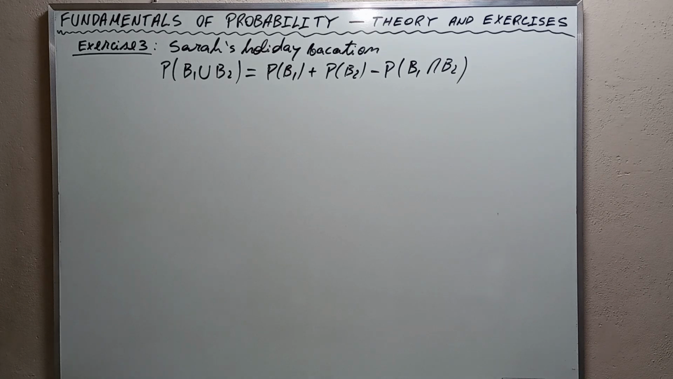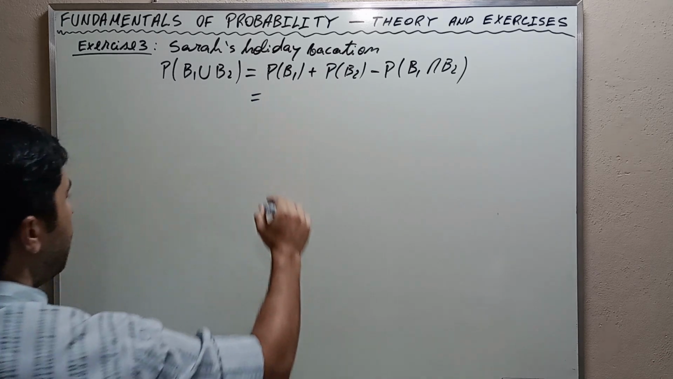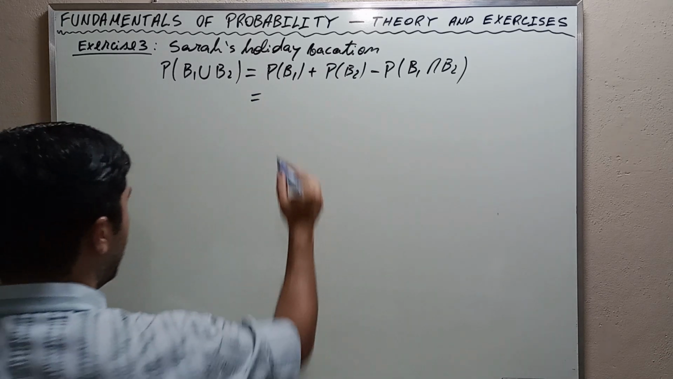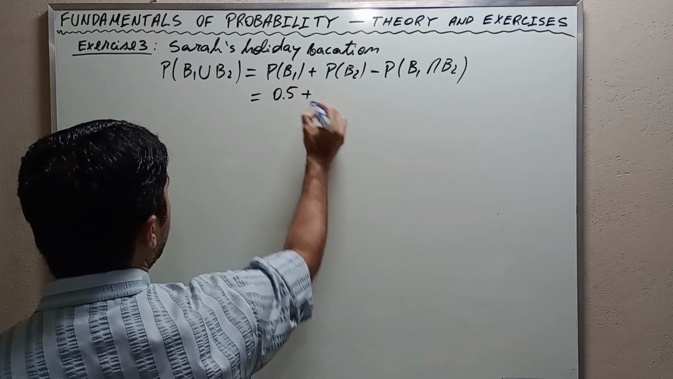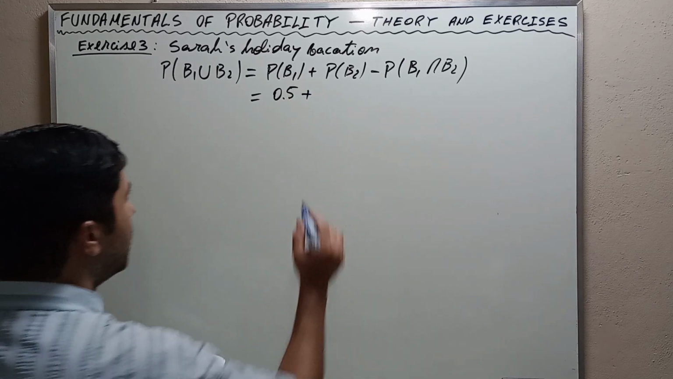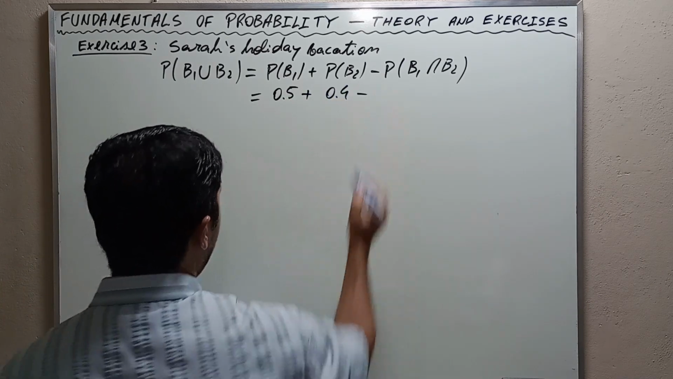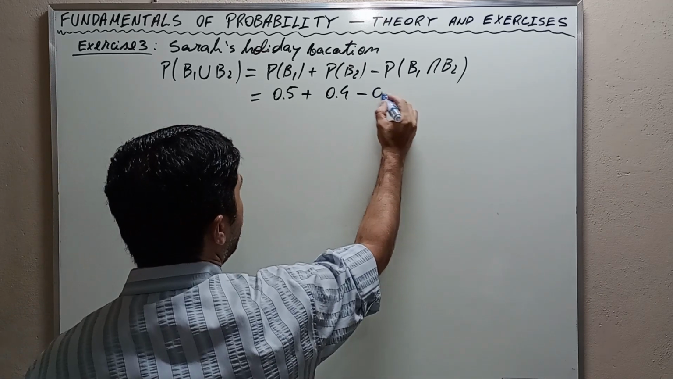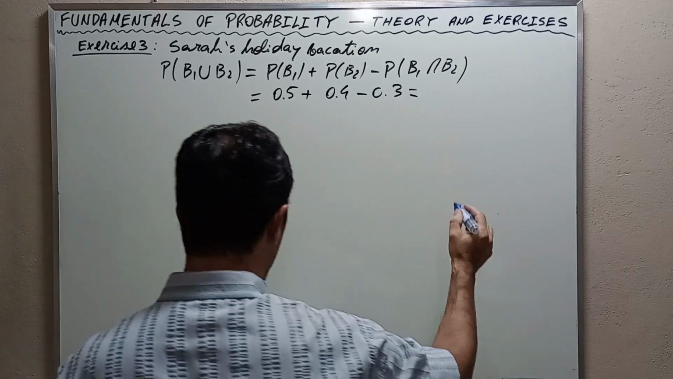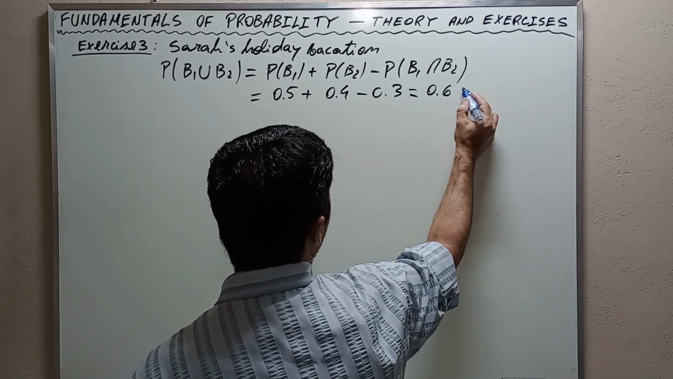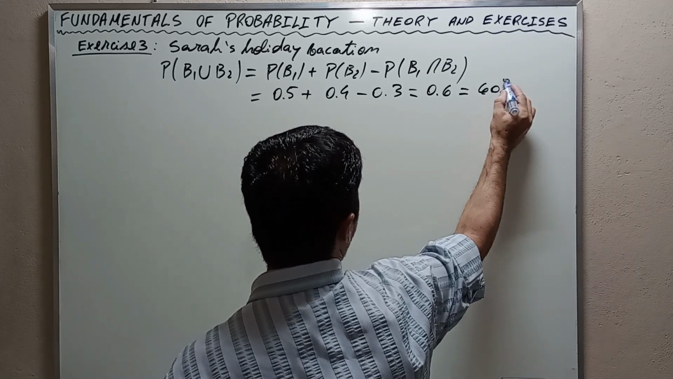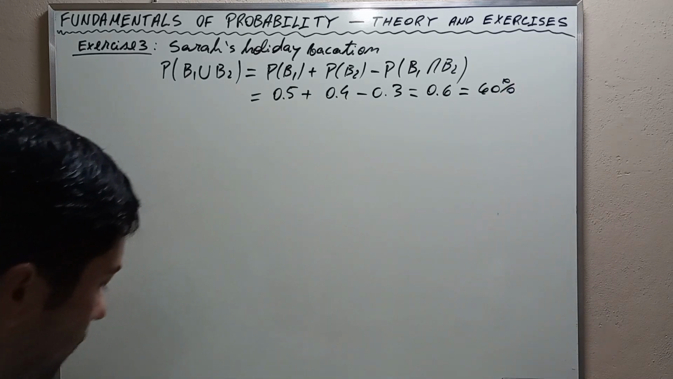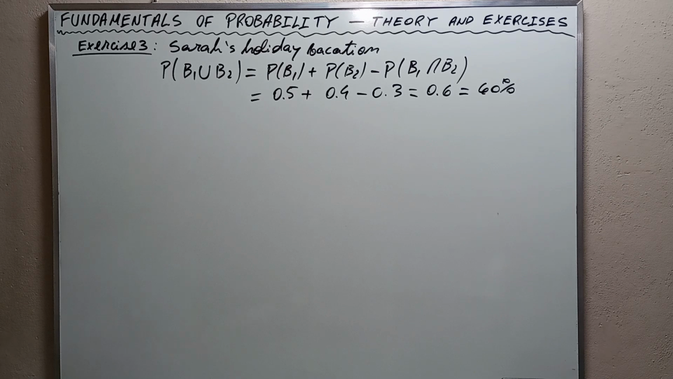And using the values given by the exercise, we find that the probability of her liking book 1 is 0.5, the probability of her liking book 2 is 0.4, and the probability of her liking both books is 0.3, and this is 0.6 or 60%. This is the probability of her liking at least one of these 2 books.